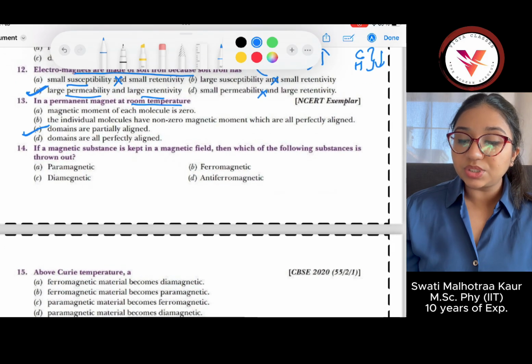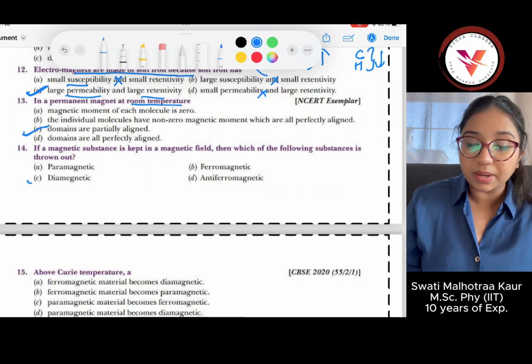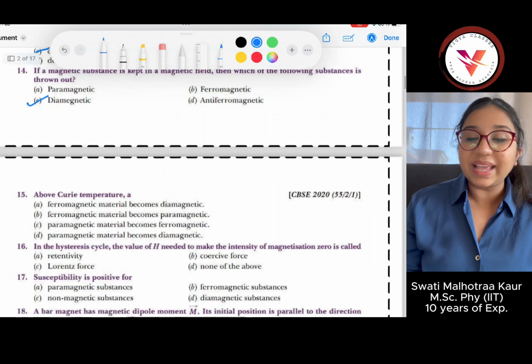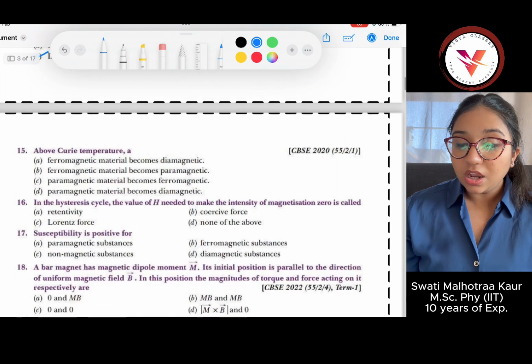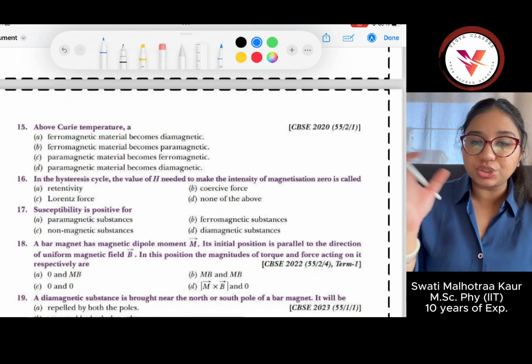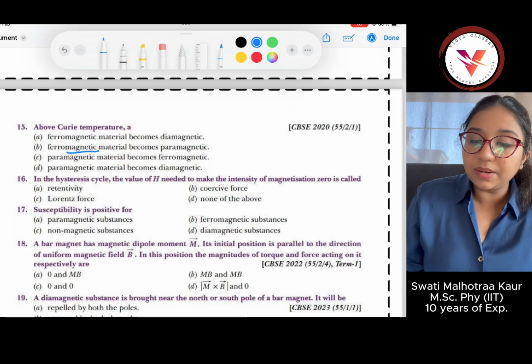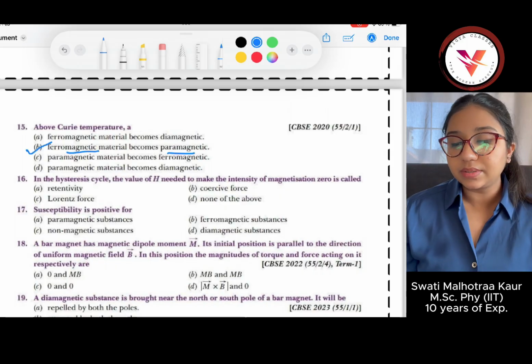If a magnetic substance is kept in a magnetic field, which of the following substances is thrown out? Only diamagnets. They repel. They don't like magnetic fields. Above Curie temperature, ferromagnetic material becomes paramagnetic.